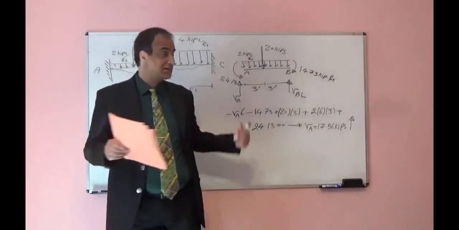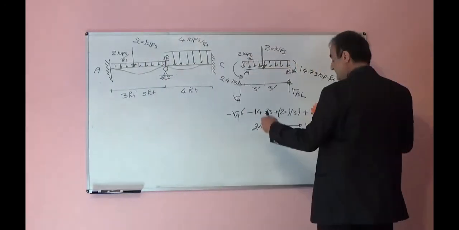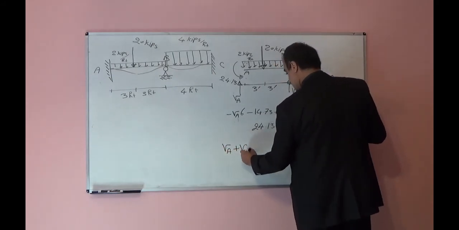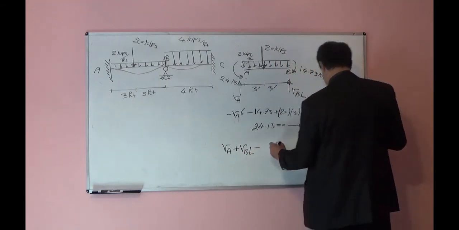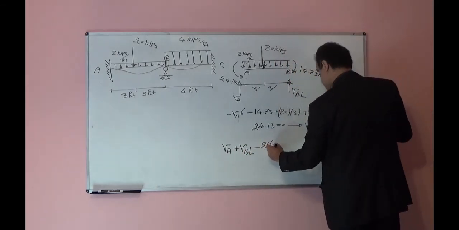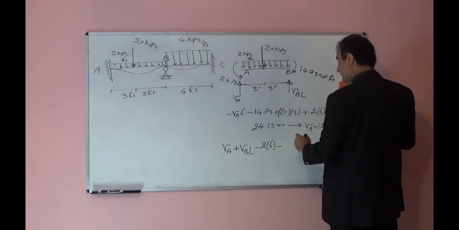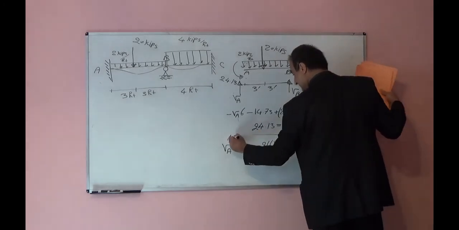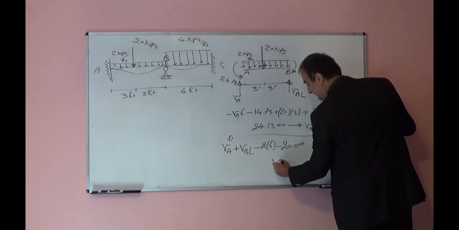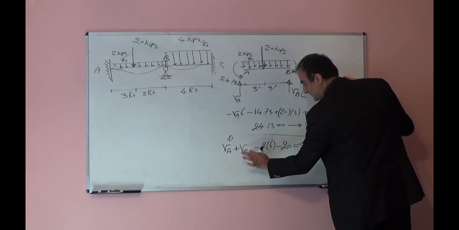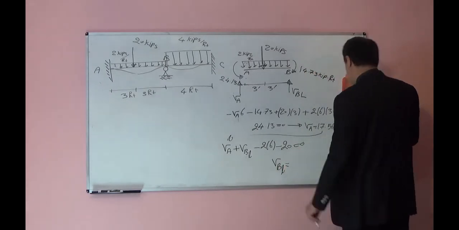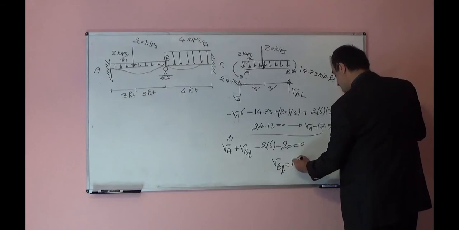Summation of forces in vertical direction is equal to 0. That means VA, which we have, plus VB left minus 2 times 6 minus 20 is equal to 0. You will plug this here and you will find VB left. This is VB left, meaning at left side of the point B. You can find that is 14.4 kips.